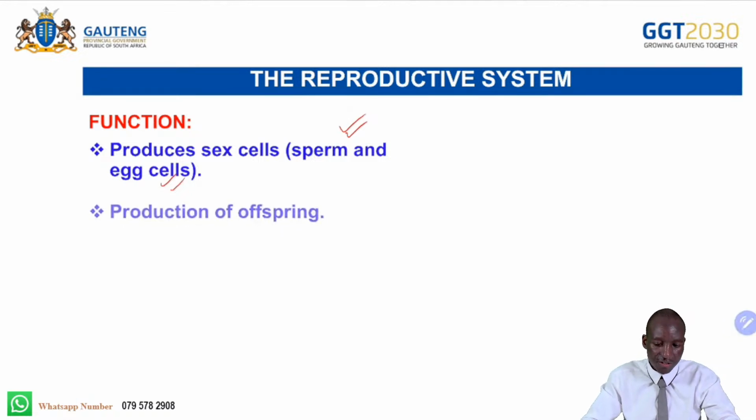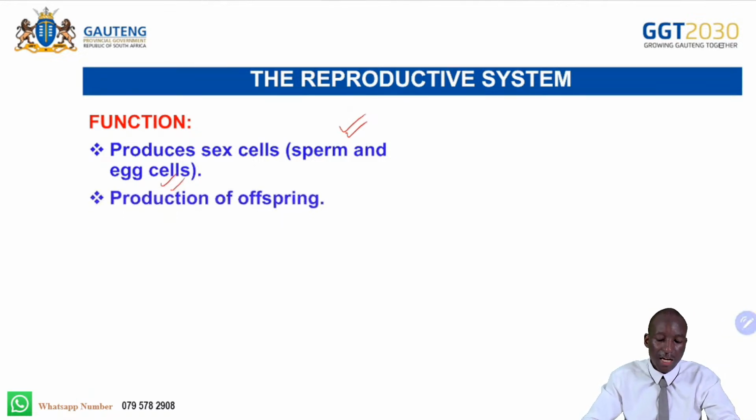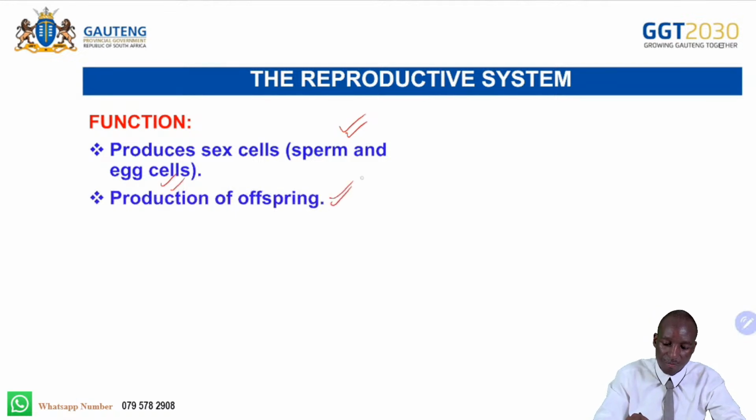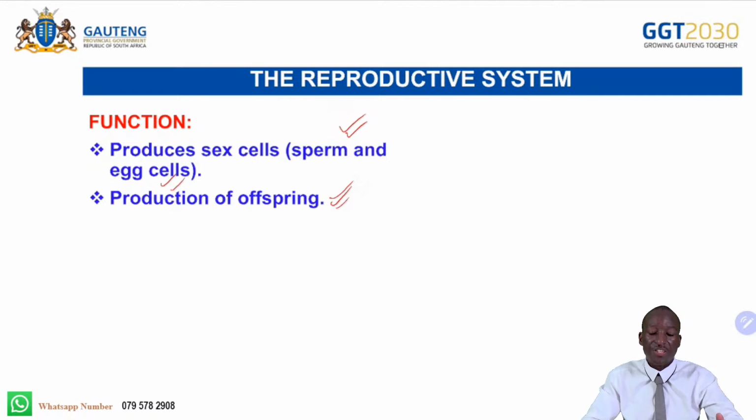What else is the function of this system? Production of offspring, okay? Remember that. During this system, that's when we've got fertilization taking place and also pregnancy taking place, as well as the birth of a new offspring taking place. So it's a very important system, because it is the one which is responsible for continuation of species and for continuation of life. So that's the function of the reproductive system.